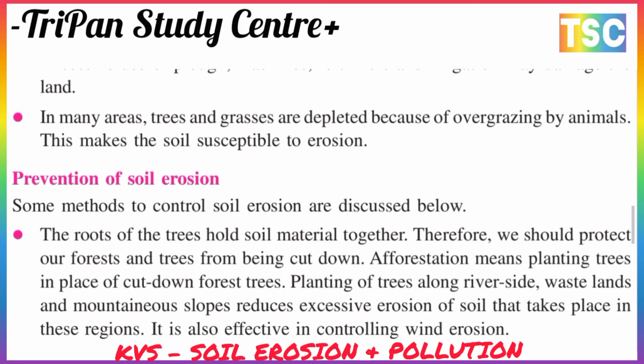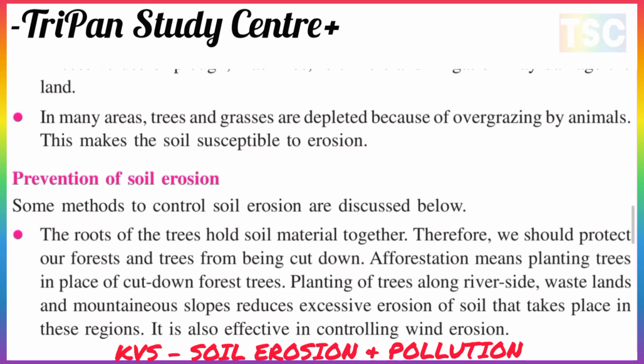And then afforestation, which means planting trees in place of those cut down. The planting of trees along the river side, on wasteland and on mountainous slopes reduces the excessive erosion of soil that takes place in these regions, and it is also effective in controlling wind erosion.